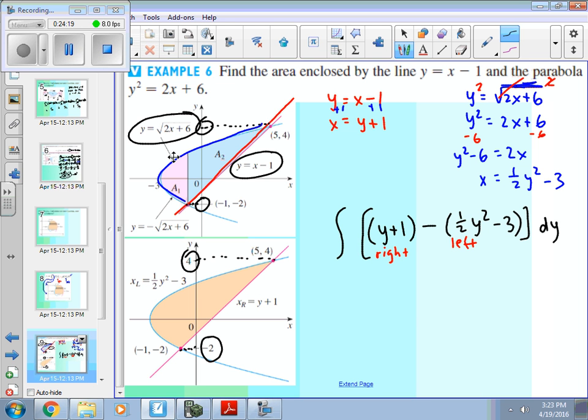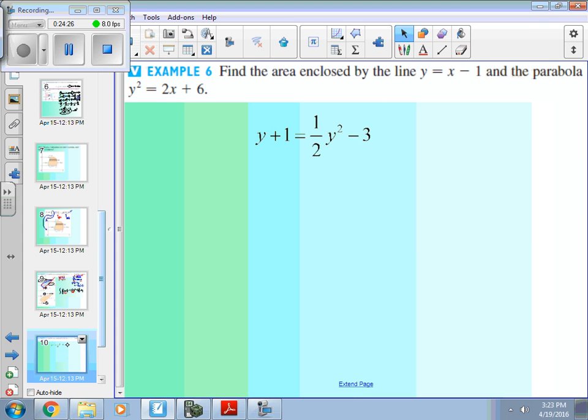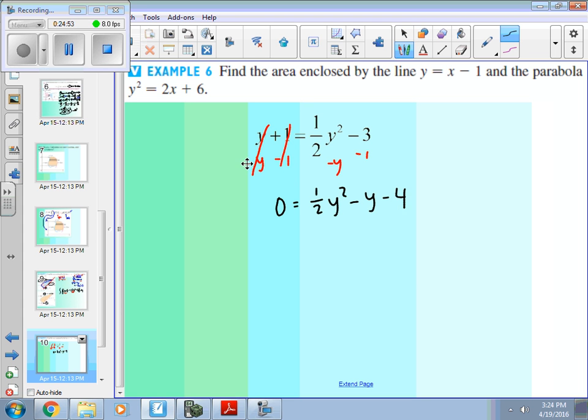Now, that graph provided that for you. What would you do though if you didn't have a graph provided like this? Well, set the two equations equal to each other. Okay, so let's see what we would do. If we set y plus 1 equal to 1/2 y squared minus 3, how would you solve that? Well, this looks like it's going to be a quadratic, so you want to get everything to the same side. So minus y and minus 1 over to the other side here. Okay, so now it's equal to 0. We got 1/2 y squared minus y minus 4.